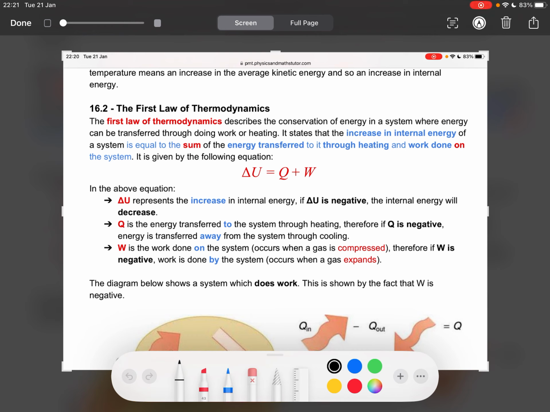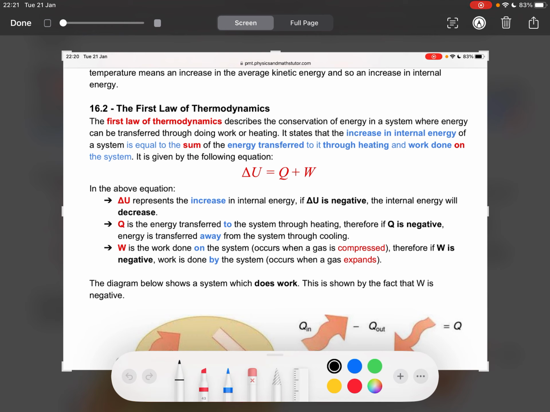So here, the first law of thermodynamics describes the conservation of energy in a system where energy can be transferred through doing work or heating. So, doing work or heating only. Although energy can be transferred in many different ways, here in the first law of thermodynamics it is transferred through doing work or heating.